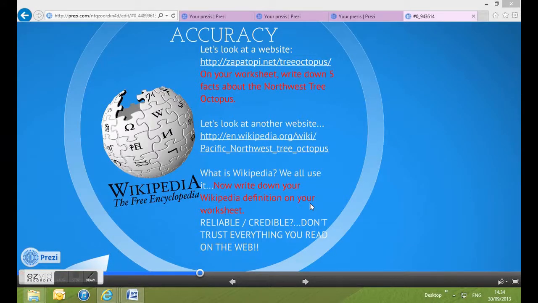Accuracy. Is the site edited well? Are there spelling or grammar errors? Does information fit with the other information on this topic? This component of website evaluation is one of the most important.